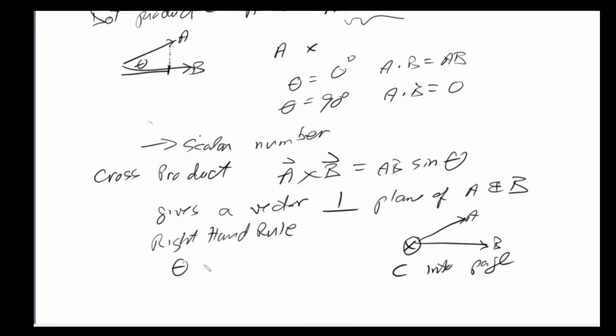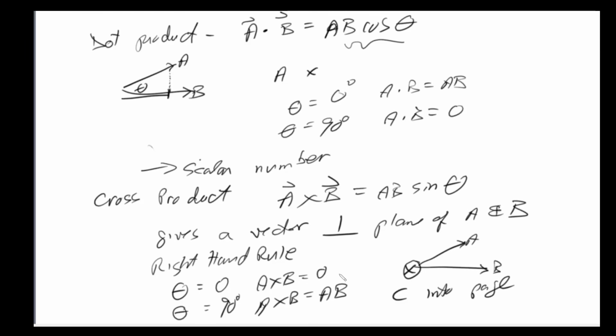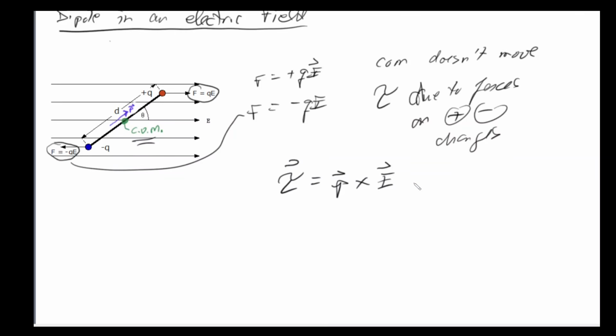And again, if theta is equal to 0, A cross B equals 0. And if theta is equal to 90 degrees, A cross B is simply equal to the magnitude of AB. So we're going to be using both of these vector products in our discussion of torque. So let's get back to our discussion of the torque on a dipole in an electric field. So this would equal PE times sine theta.